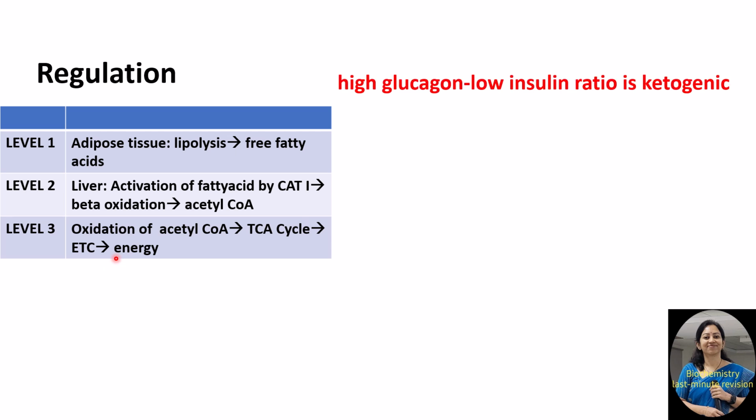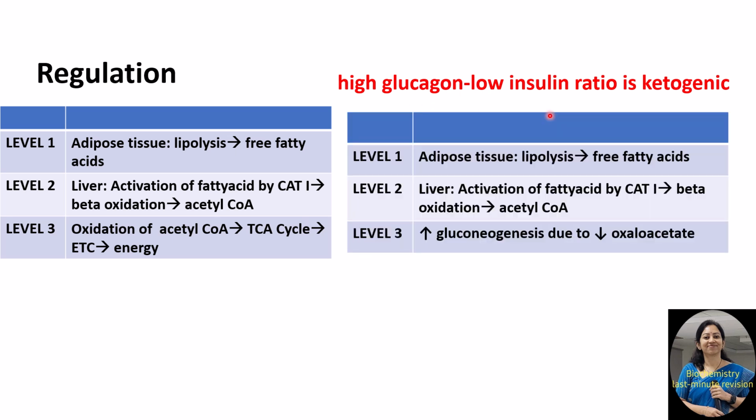In conditions where there is a high glucagon and low insulin ratio, there occurs ketogenesis, ketonuria and ketonemia. So this high glucagon and low insulin ratio is ketogenic. This is one of the MCQs that will be asked, this ratio. So always remember, a high glucagon and low insulin ratio is ketogenic.